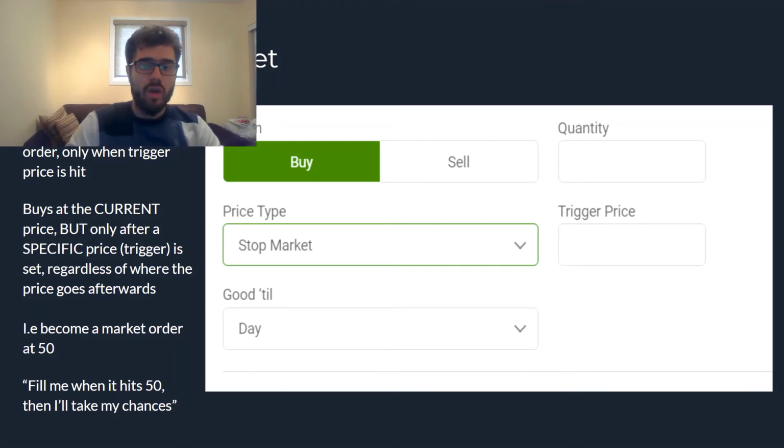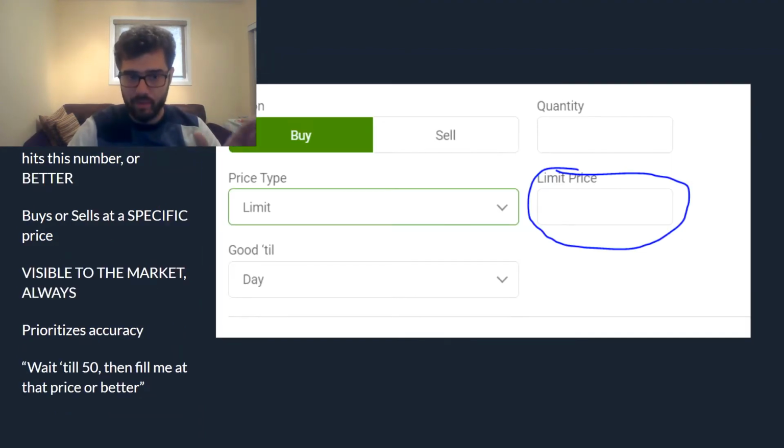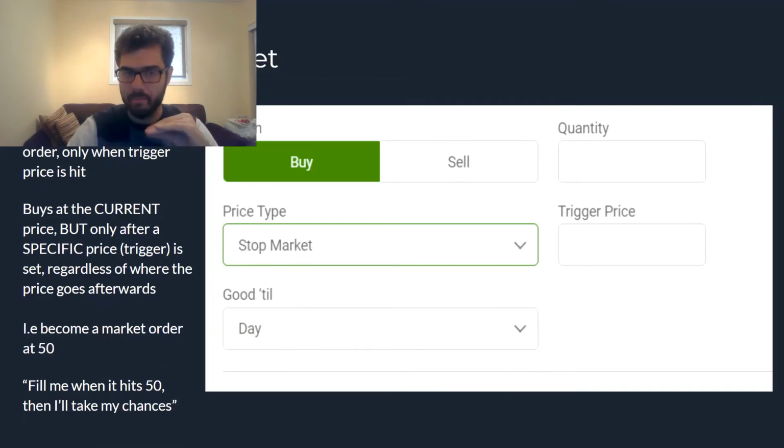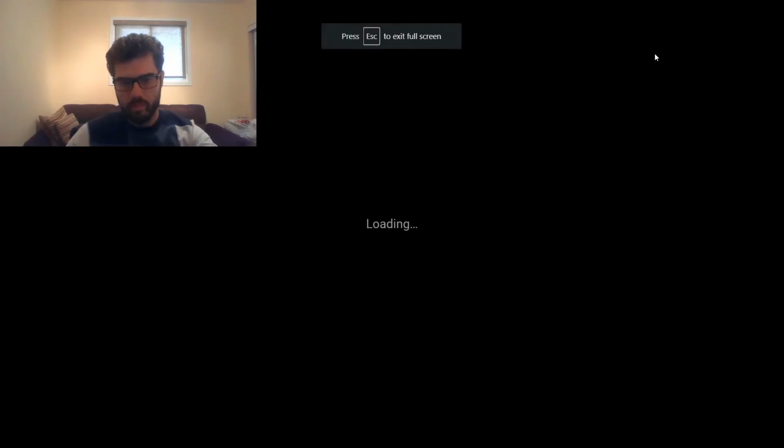Okay, so the difference is on the limit price. If it dips down to $50 on the other order, let me just go back to that one for a sec. If it goes to 50, it's then going to start filling you, and if it goes back up, it's not going to fill you anymore. It's only going to keep filling you if it keeps coming back down, because you have that hard limit in place. The stop market is not visible to the market until there is a trigger price.